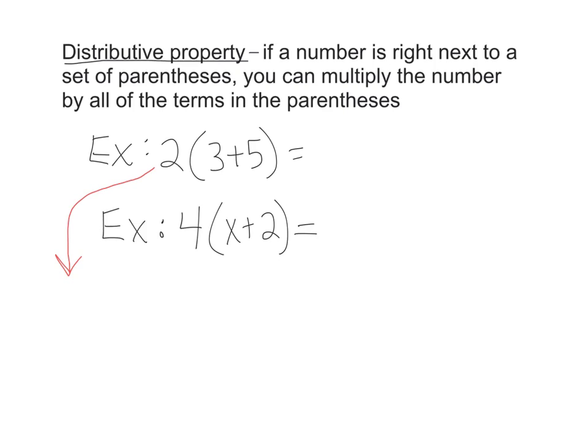Normally with order of operations, we would do the parentheses first. So inside the parentheses, we would be adding 3 plus 5, which is 8. And then we would take 2 times 8, which is 16.